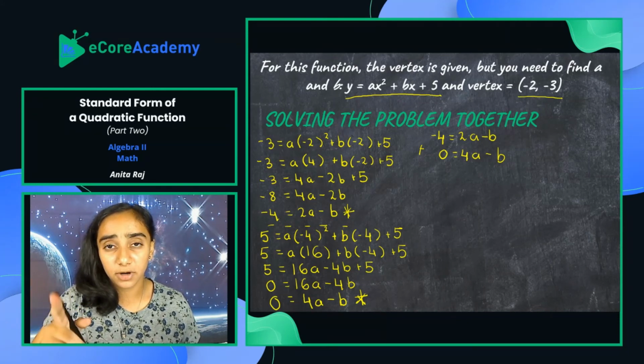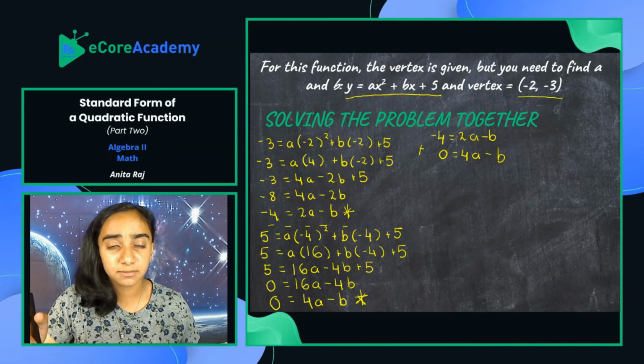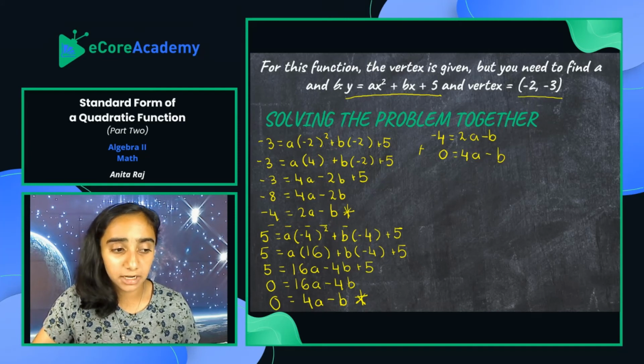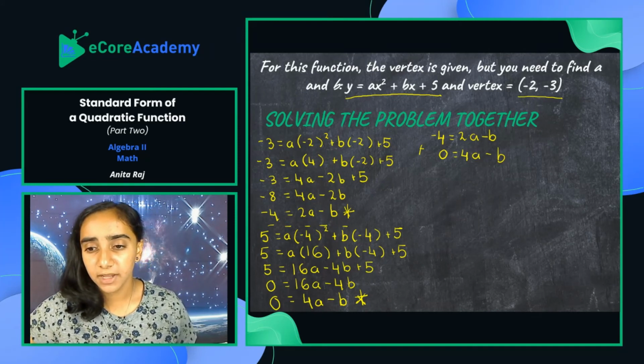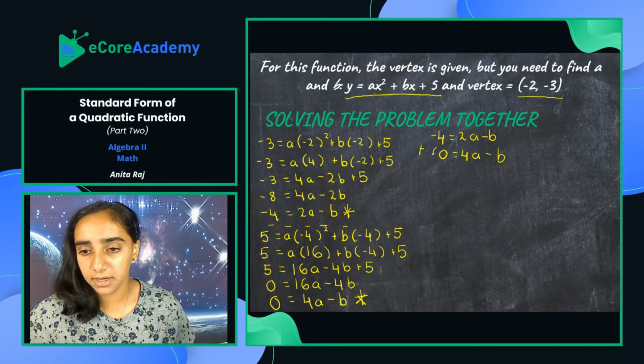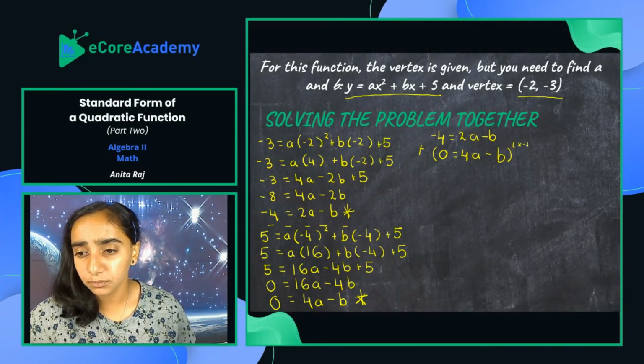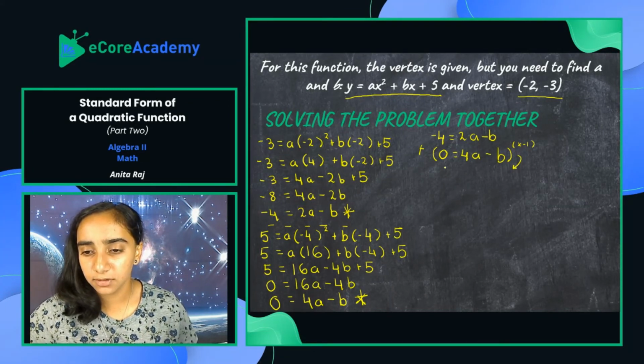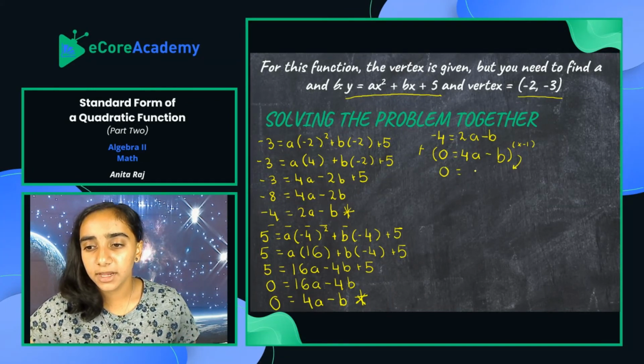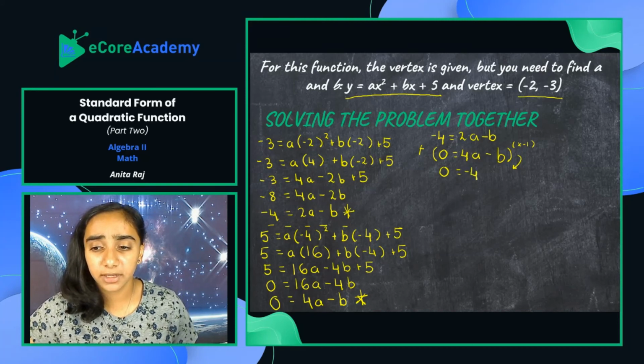Therefore, you got to pick one of these, and because I'm trying to get rid of b, I'm going to pick one of these equations and multiply it times -1, so one of the b's becomes positive, and the b's cancel out. So I just picked the second equation, and I'm going to multiply this whole thing by -1. So times -1. I'm just going to write it right underneath it. So 0 times -1, still 0. 4a times -1 is -4a, and -b times -1 is positive b.